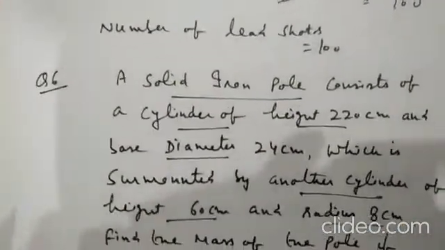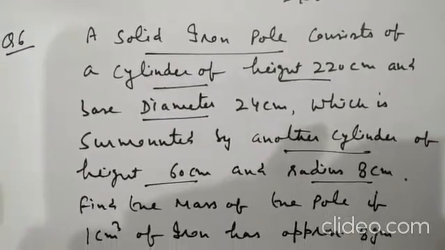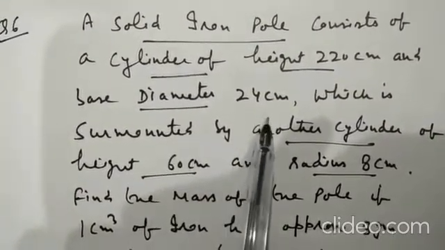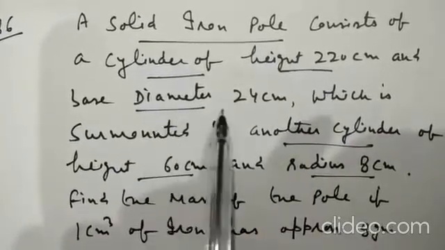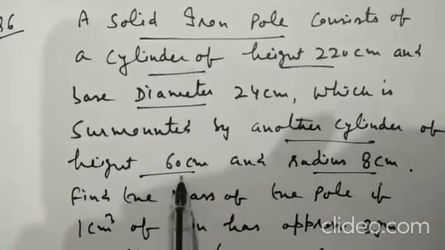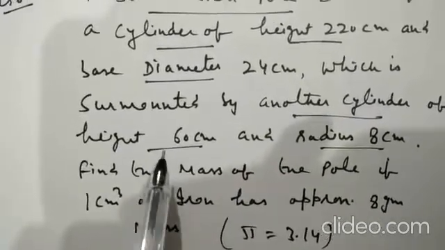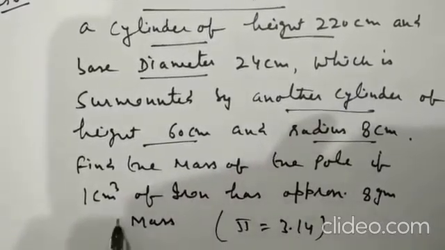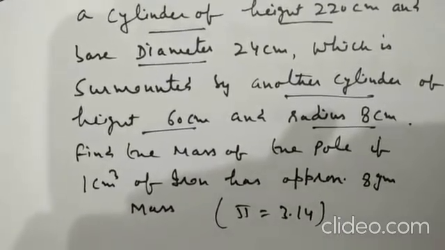Now next, question number 6. A solid iron pole consists of a cylinder of height 220 cm and base diameter 24 cm, which is surmounted by another cylinder of height 60 and radius 8. So one big cylinder has been surmounted by another small cylinder. Find the mass of the pole if 1 cubic centimeter of iron has approximately 8 gram mass.